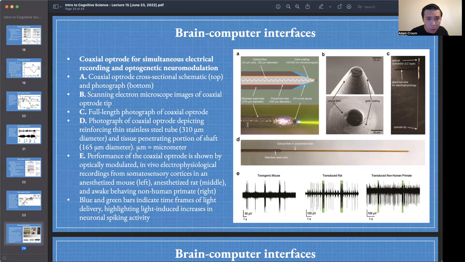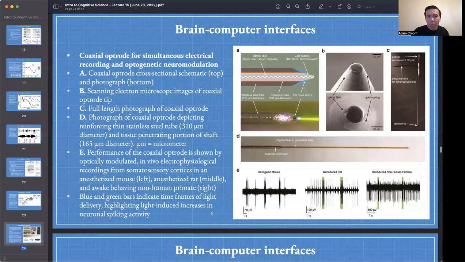In B, we have an image of the coaxial optrode tip from a scanning electron microscope. It's cool that we can see this, and notice how small this is. This is measured in micrometers. Here we have the image from the electron microscope, and we see that this unit is 20 micrometers. In C, we have a full-length photograph of the coaxial optrode, and here's the wire, the optrode tip. D is a photograph of the coaxial optrode depicting reinforcing thin stainless steel tubes and tissue. So here's the stainless steel tube and the optical fiber in the tube.